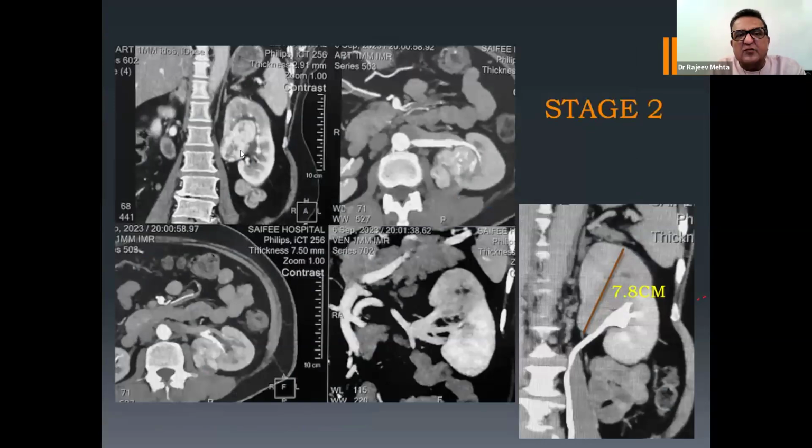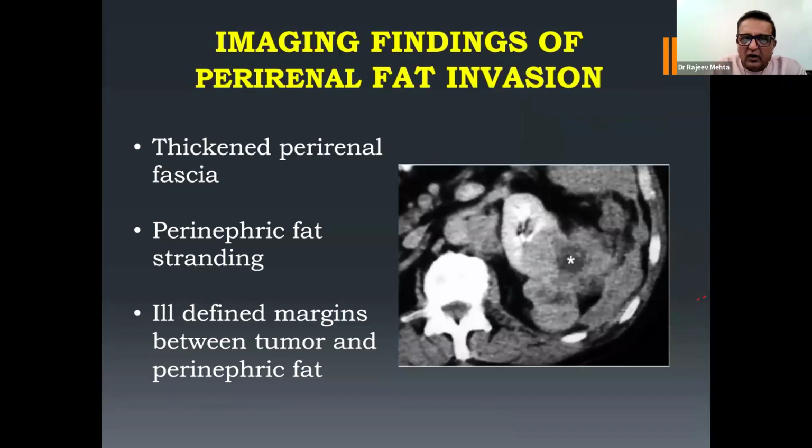While in this case, there's a large mass, measuring almost 7.8 centimeters, more than 7 centimeters, predominantly intrarenal, but it also extends beyond the contour and shows a little bit of exophytic extension. On the basis of the dimension itself, it becomes stage 2. But then the tumor extends beyond the renal capsule, invading the perirenal fat as well as Gerota's fascia. It becomes stage 3. And this is classically shown over here. This picture shows that the tumor from the lower pole of the kidney has not only invaded the perirenal fat, but also the posterior perirenal fascia.